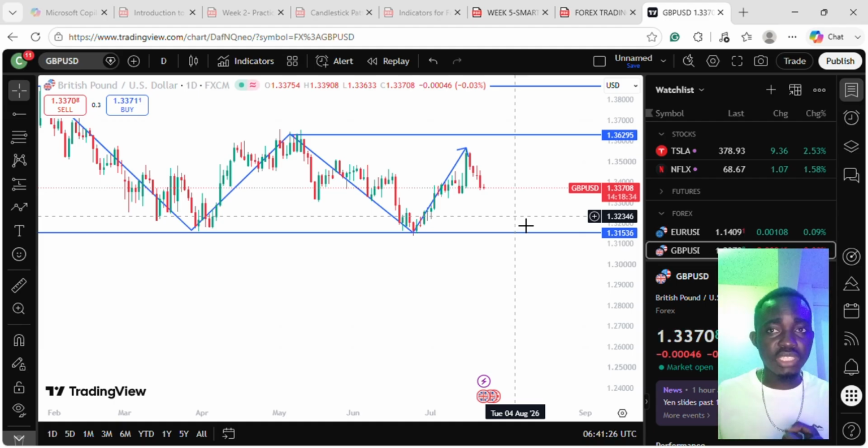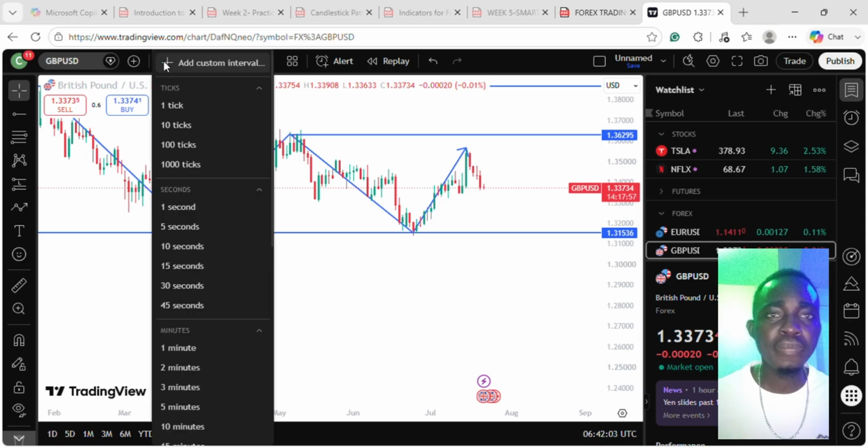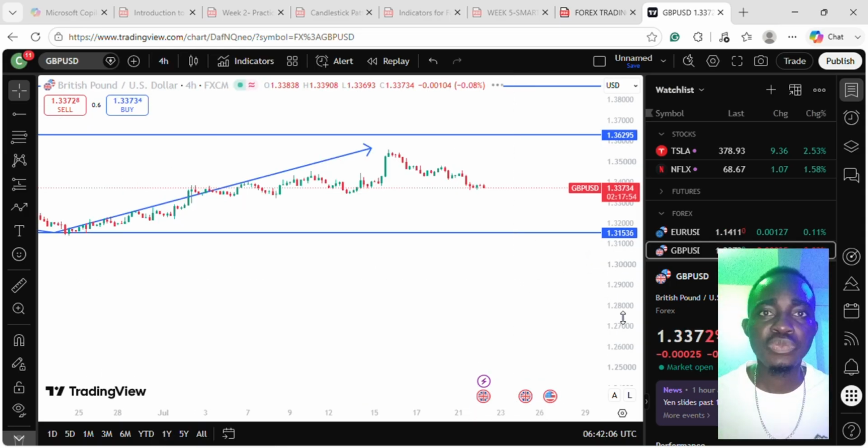Break of structure is when price breaks the previous swing point, and then it follows the direction of the trend. The importance of using break of structure is that it signals that price is continuing in the direction of the trend. The difference between break of structure and change of character is that change of character will normally signal a possible reversal. So let's try to map out using a lower time frame. Let me go to the 4-hour time frame and we see.